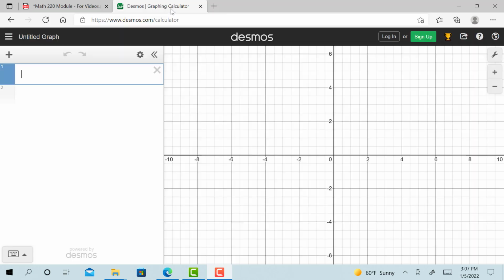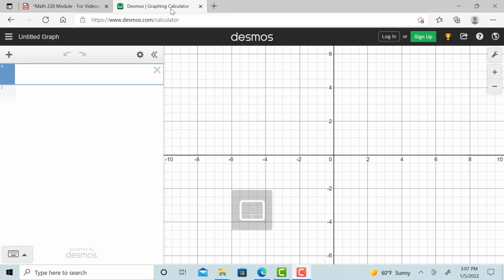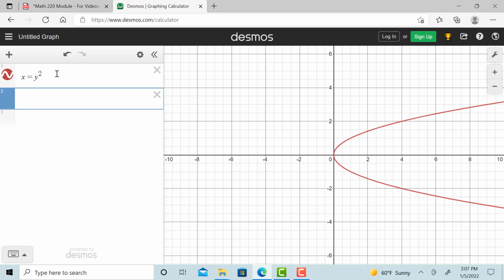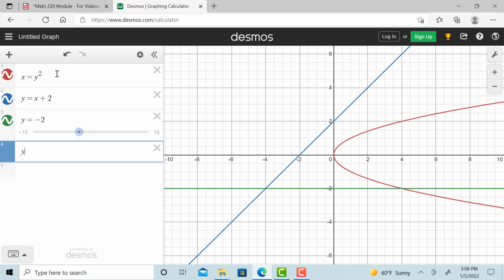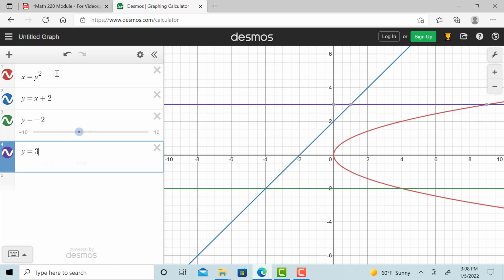So I'm going to go back to Desmos here. We'll go ahead and put these in. We have x equals y squared for our first one. And our next one is y equals x plus 2. And then we have y equals negative 2. And then we have y equals 3.